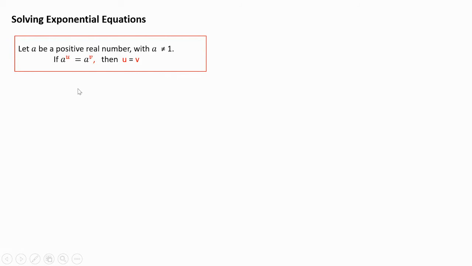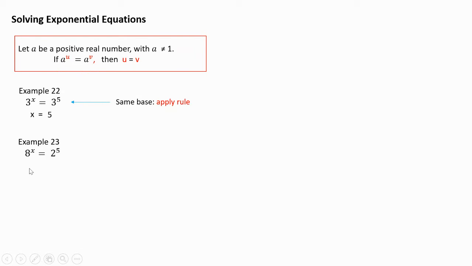Okay, now this is a rule here. Let A be a positive real number with A not equal to 1. So if A to the U equals A to the V, then U must equal V. In other words, if you have the same base, the exponents must equal each other. Okay, example 22, right? We have the same base, so we can apply the rule. So X must equal 5. That's your answer, that's the solution.